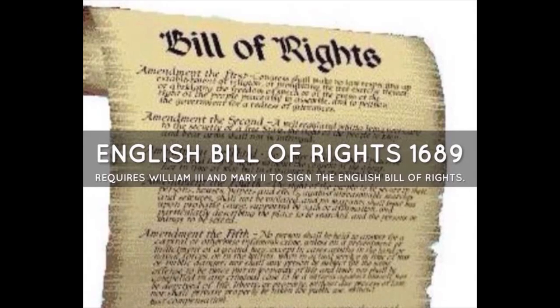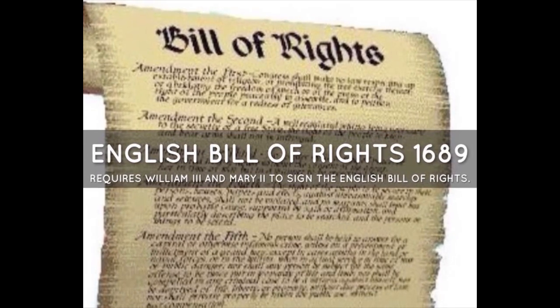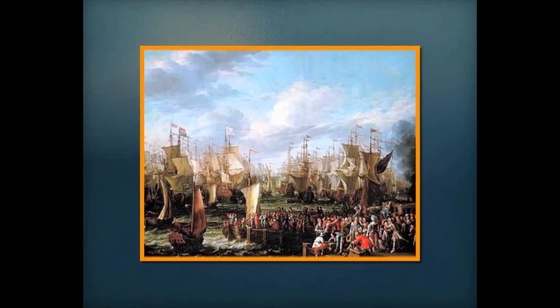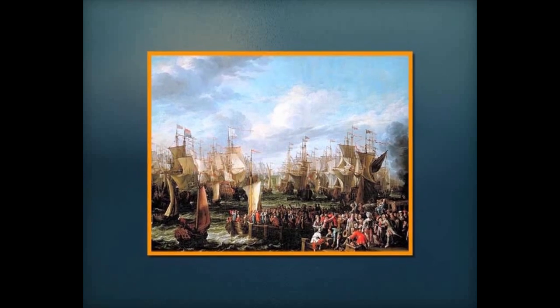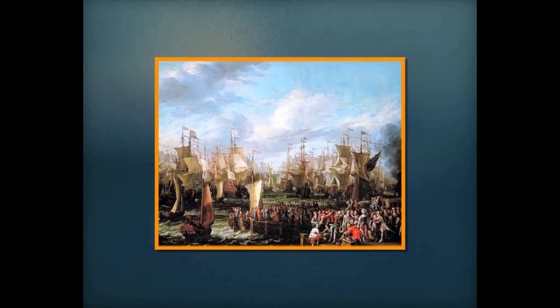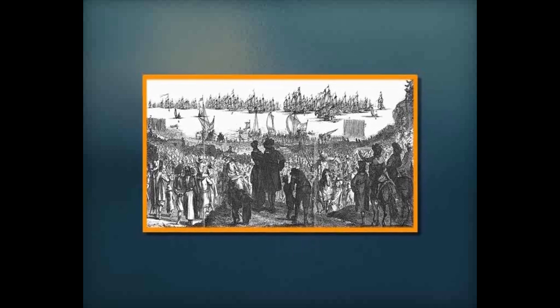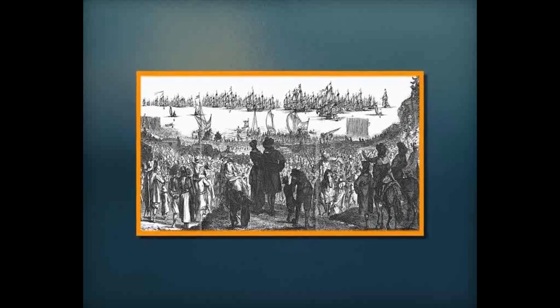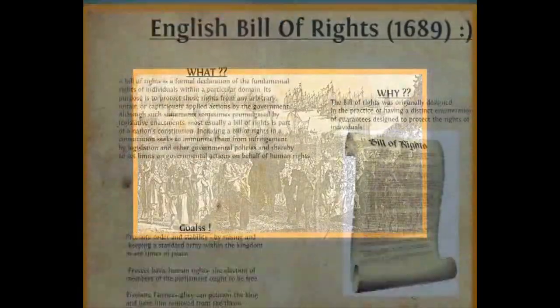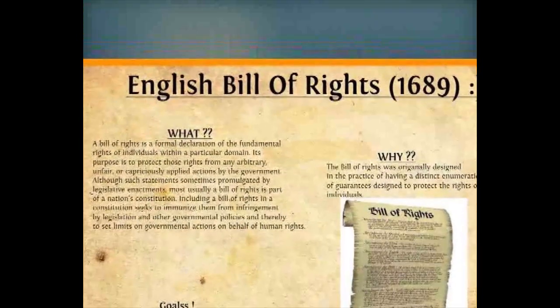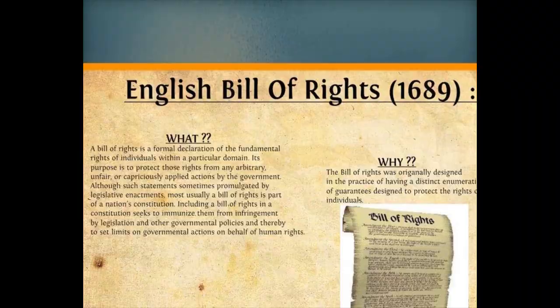Next comes the English Bill of Rights 1689. Everybody knows that the Glorious Revolution took place in the year 1688 in England. It was a bloodless revolution, and immediately thereafter in the year 1689 there was an English Bill of Rights. However, because of the emergence of parliamentary sovereignty in England, it could not take a proper shape, but it became the basis of the Bill of Rights in the United States of America later on.